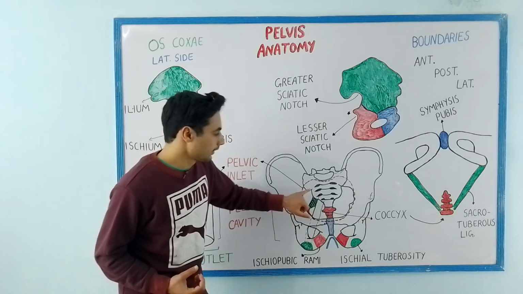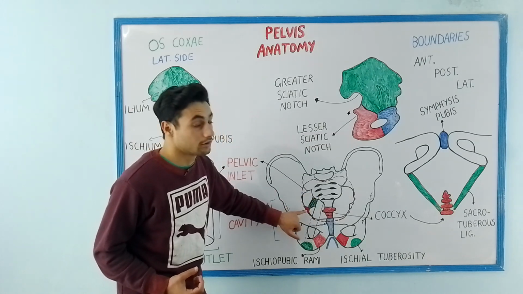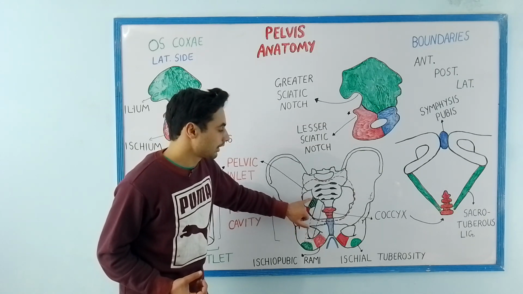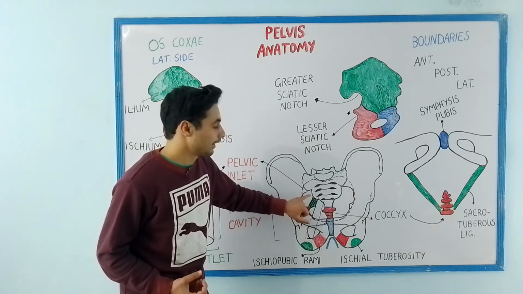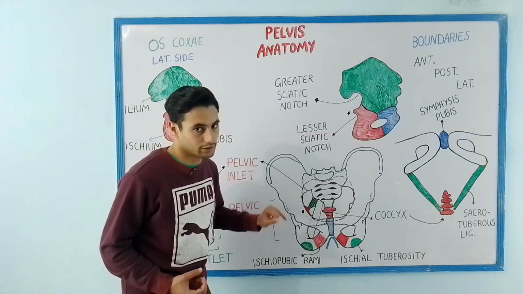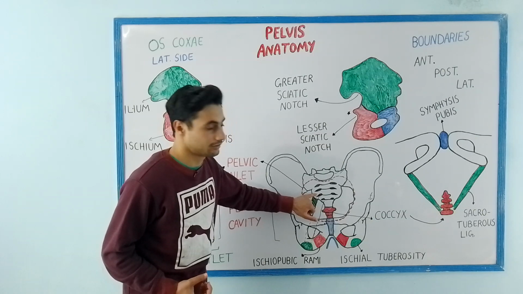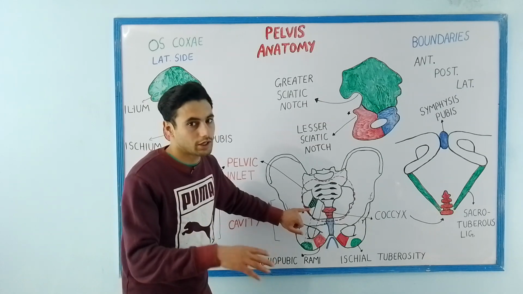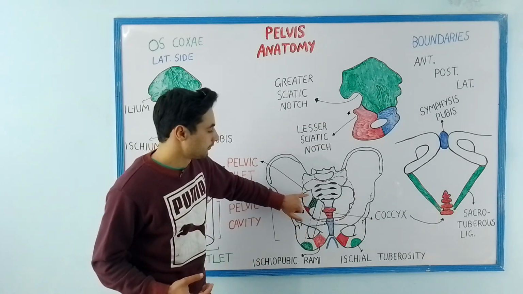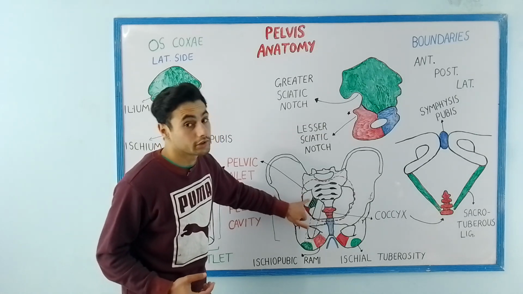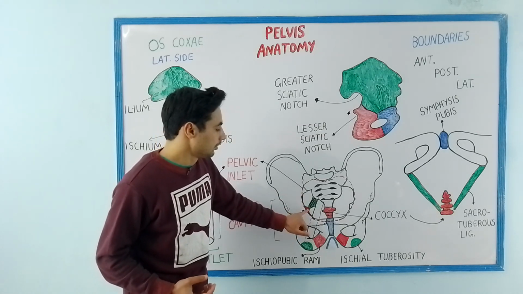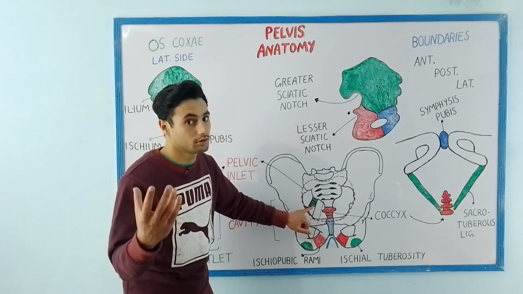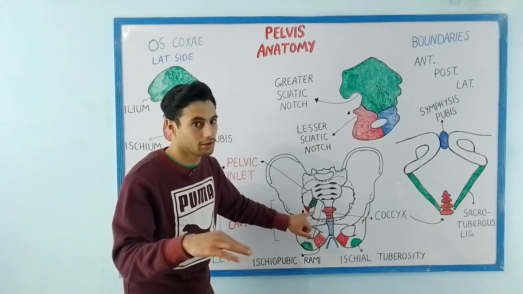Consider this diagram. The sacrum bone will be connected with this spine, which is known as the ischial spine, by a ligament which is known as the sacrospinous ligament, because it is connecting the sacrum bone with the ischial spine. So the sacrospinous ligament will form the greater sciatic foramen.